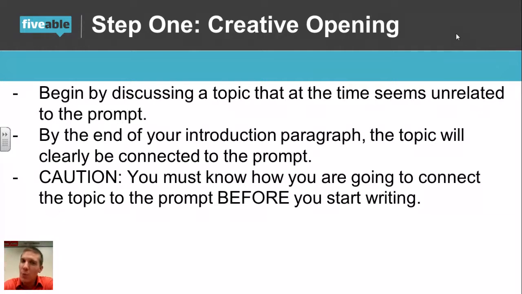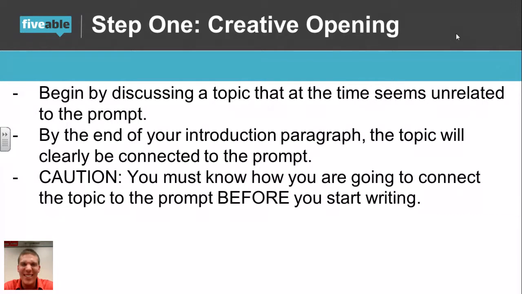So step 1, like I said, I reverse engineered essentially just from looking at trends across several years of reading, not my students, anonymous students writing. The best writers often did this for argumentation. So step one is a creative opening. First, begin by discussing a topic that at the time seems unrelated to the prompt. And I'll show you an example of this so it's very concrete for you. But first I'll show you the steps. Second, by the end of your introduction, the topic will clearly become connected to the prompt.